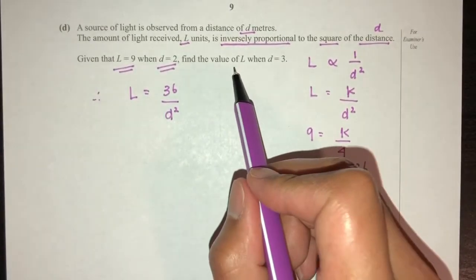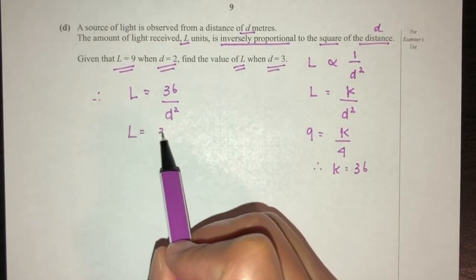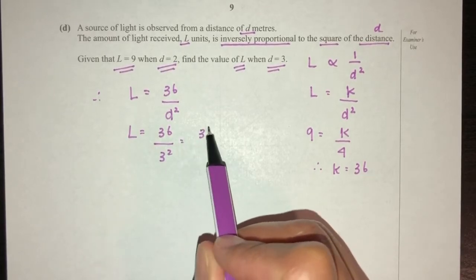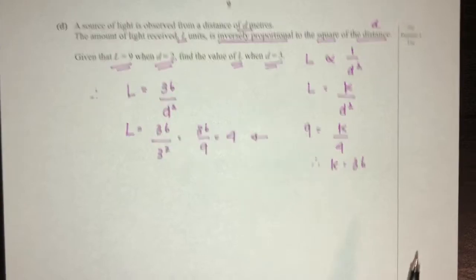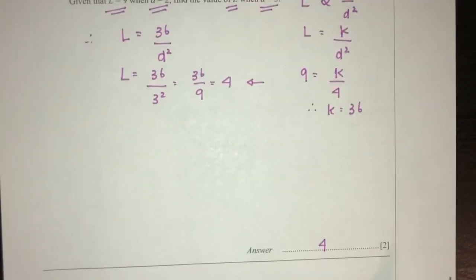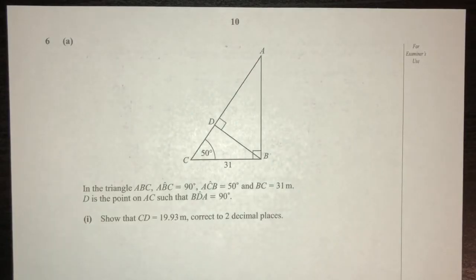Find the value of L when d equals 3. L is equal to 36 divided by 3 squared. That will be 36 divided by 9. That should be 4. So L will be 4. And that is your question number 5. So let's move on to question number 6, part A.